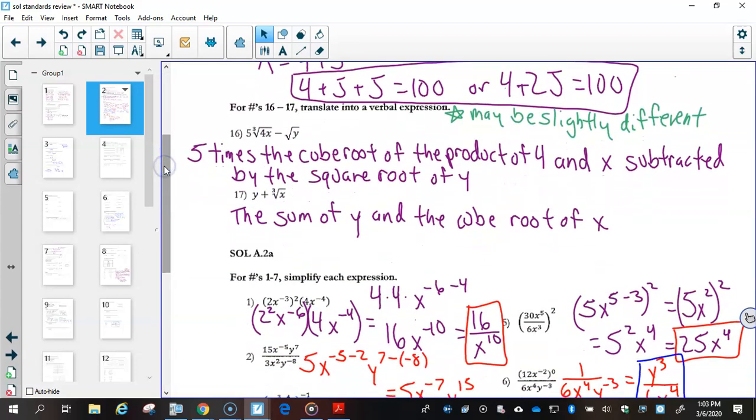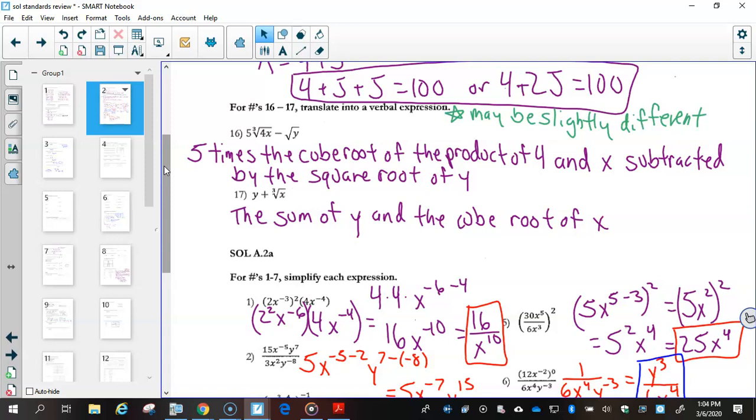For 16, if you did this one, your words could be different, and that's okay, as long as it is the same gist. So I wrote 5 times the cube root of the product of 4 and x subtracted by the square root of y. You could have changed those words, said maybe 5 times the cube root of 4 times x minus the square root of y. As long as you have something that looks like that or sounds like that, it's fine.